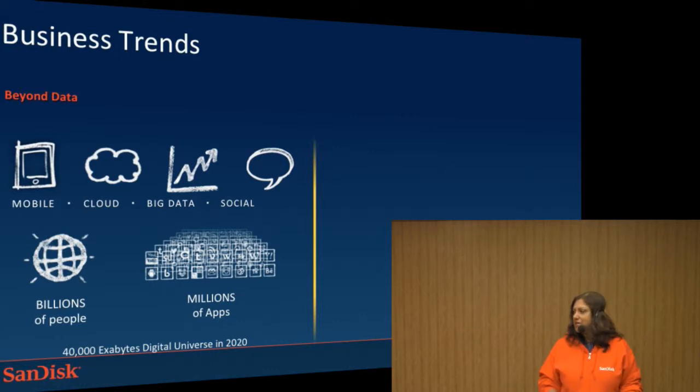So what does that mean? It means that our data is doubling every single year. So for example, we are going from 4,000 exabytes of data this year to 40,000 exabytes of data by 2020. So that's a lot of data, and that's a lot of complexity in the world.